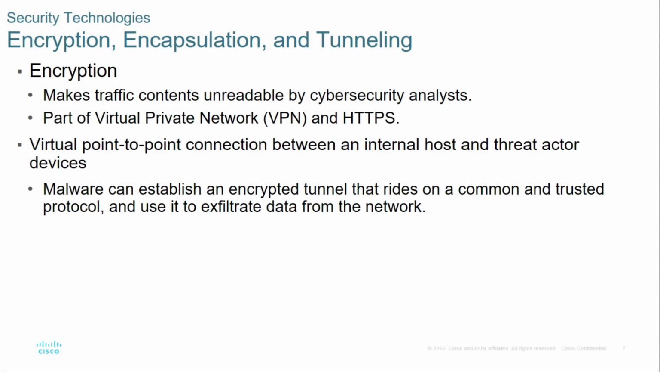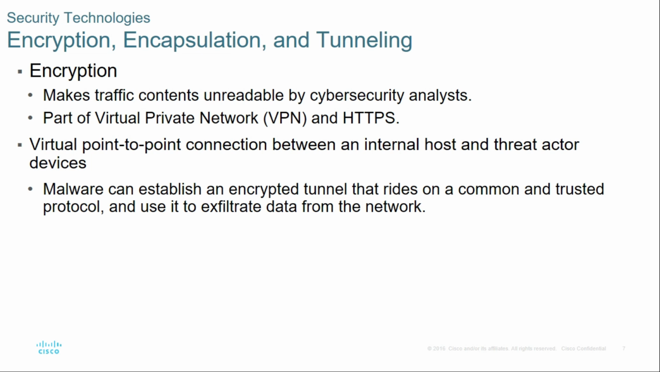Encryption, encapsulation, tunneling. What is encryption? We have discussed the definition of encryption in the previous chapters, in chapter 9. What does it mean? It makes traffic content unreadable by cybersecurity analysts. By using some algorithm and a key, normal plain text data is converted into unreadable formats while traveling over the network, so that if hackers sniff your data or traffic, they are unable to read your data.